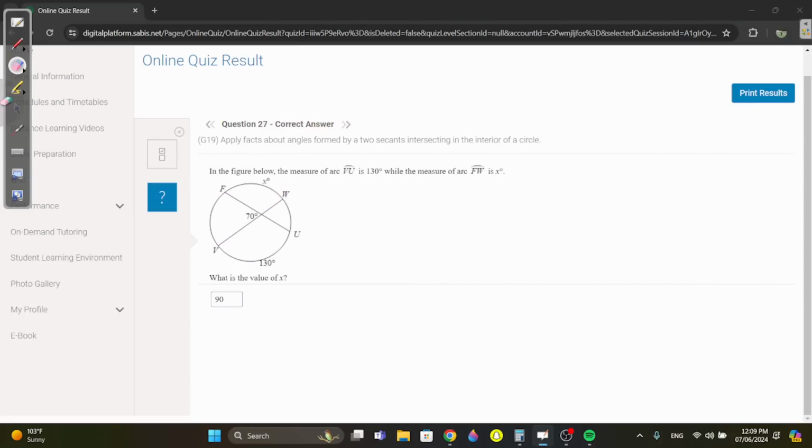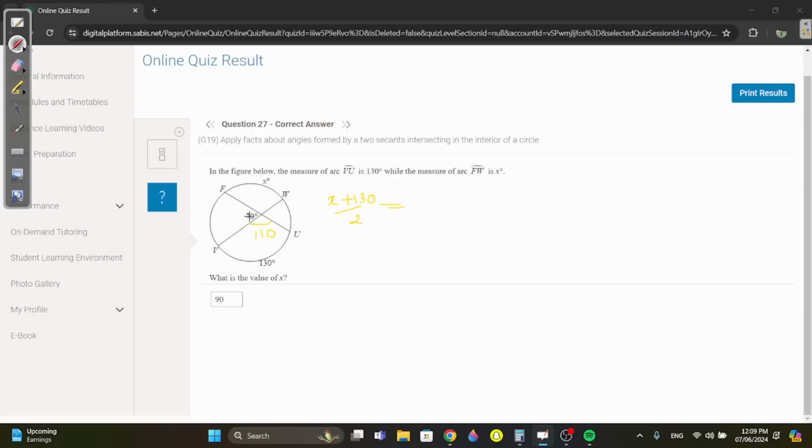Question 27. Okay, pay attention here. It's in the interior, so we do arc 1 plus arc 2. So x plus 130 divided by 2 equals. If you put 70, you're gonna get it wrong. 70 is for these two. We don't want these two, we want the other two. Pay attention, we want this angle here.